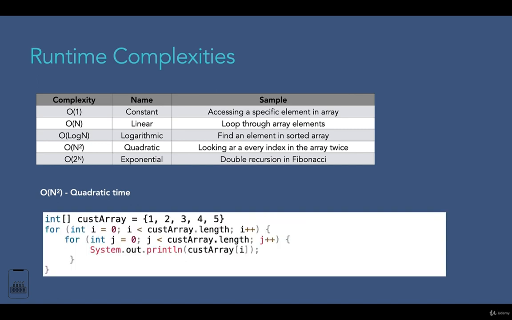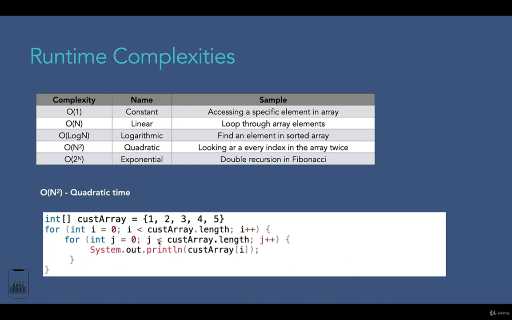Now the next time complexity is quadratic time complexity. Quadratic time complexity represents an algorithm whose performance is directly proportional to the squared size of the input dataset. You can think of it as linear, but squared. Within our programs, this complexity will occur whenever we nest multiple iterations over the dataset.